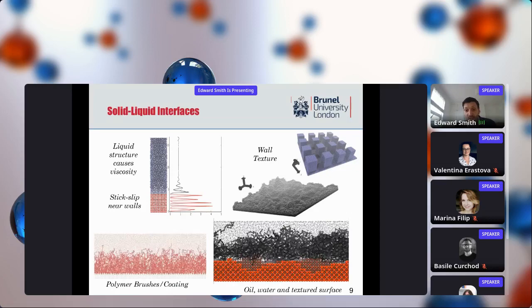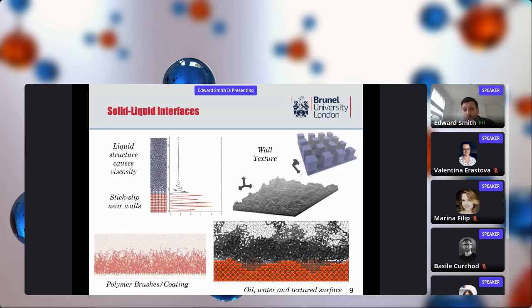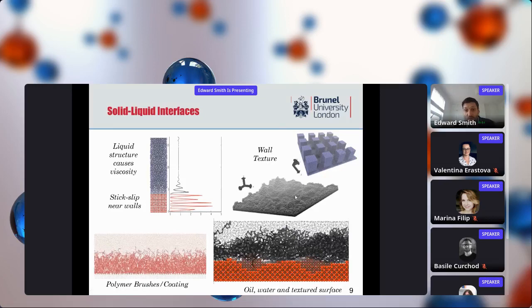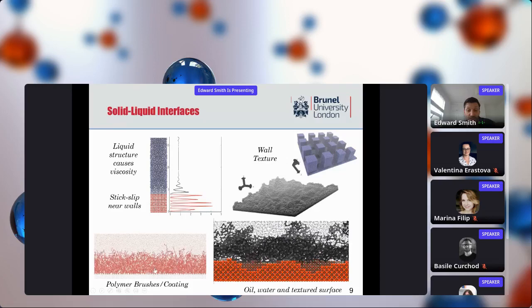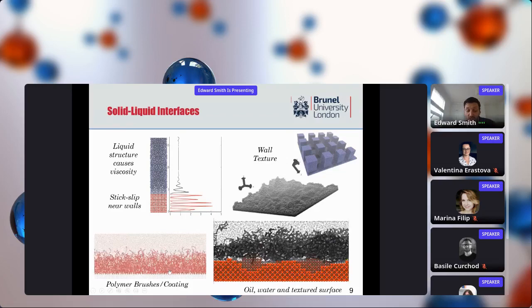So we're really interested in looking at the wall textures where we have, say, different roughnesses, different material properties, different substrates, different chemical reactions at the surface. I worked in a tribology department for a number of years, and things like polymer brush coatings, where you can build in different properties of the surface, are ways to consider improving drag.